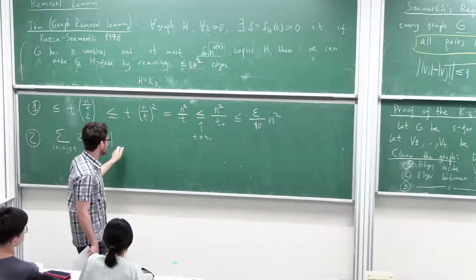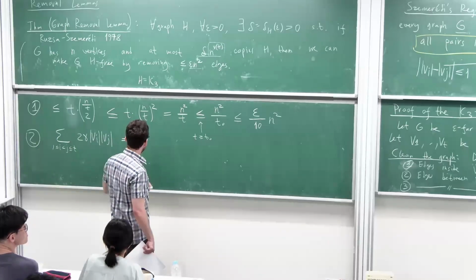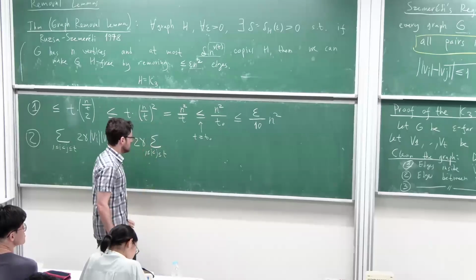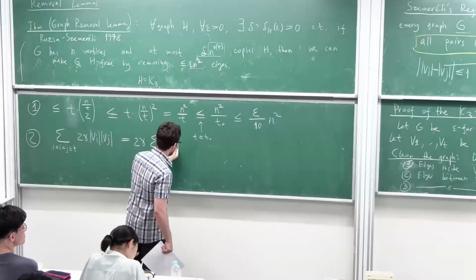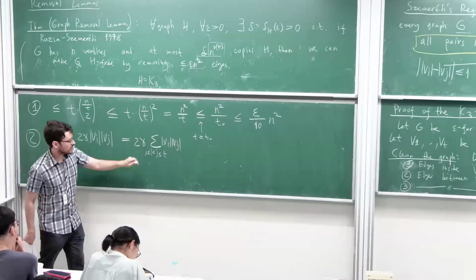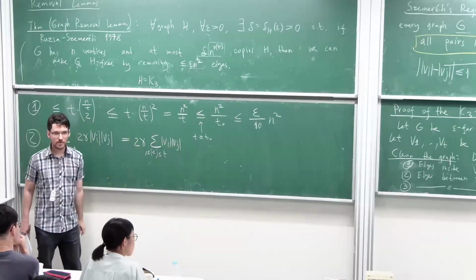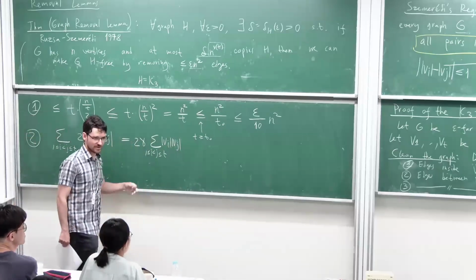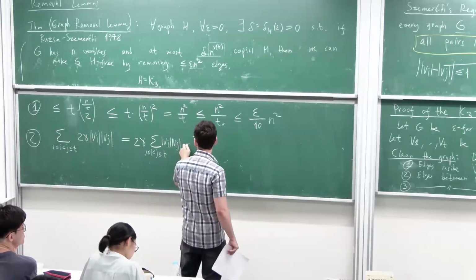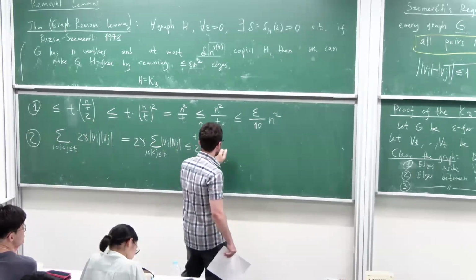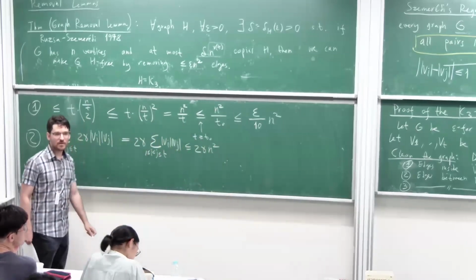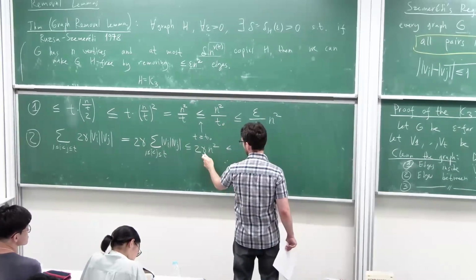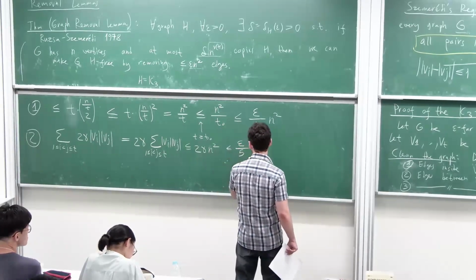So let me take this gamma outside. So this is gamma times this sum. Can someone tell me how I can upper bound this sum here? Yes, right. So that's n squared over 4. So this is at most 2 gamma times n. Very good. And so I chose gamma to be small, right? So this is at most epsilon over 5. Yes.